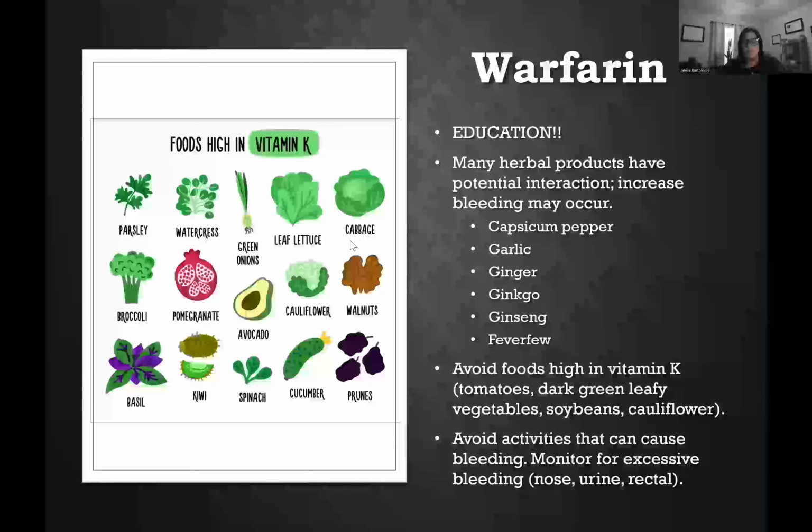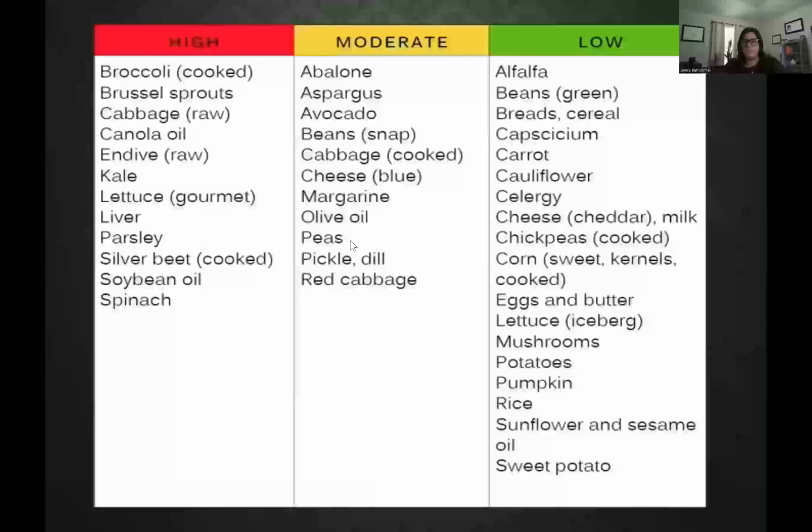You also want to educate them to try to avoid any activities that can cause bleeding or harm. Basically, they are at high risk for an injury. So avoid any kind of contact sport, and be careful with razors and accidental cutting. Monitor for excess bleeding in the urine, rectal bleeding, vomiting coffee grounds, nosebleeds, etc.